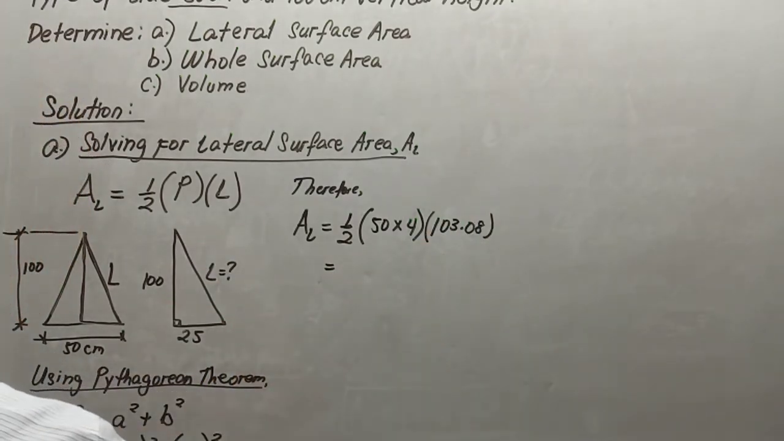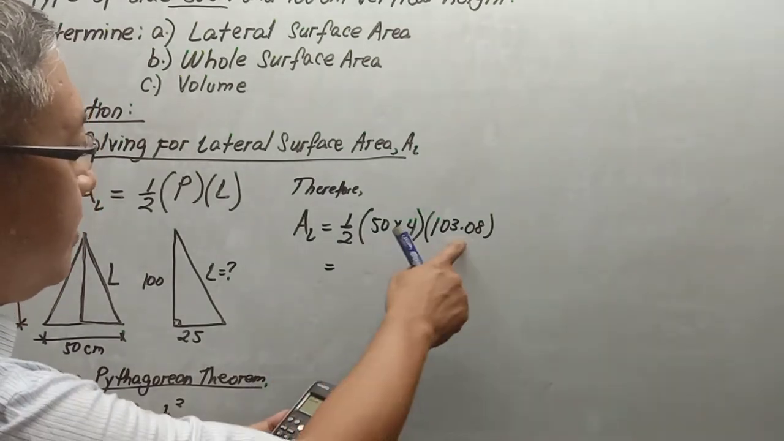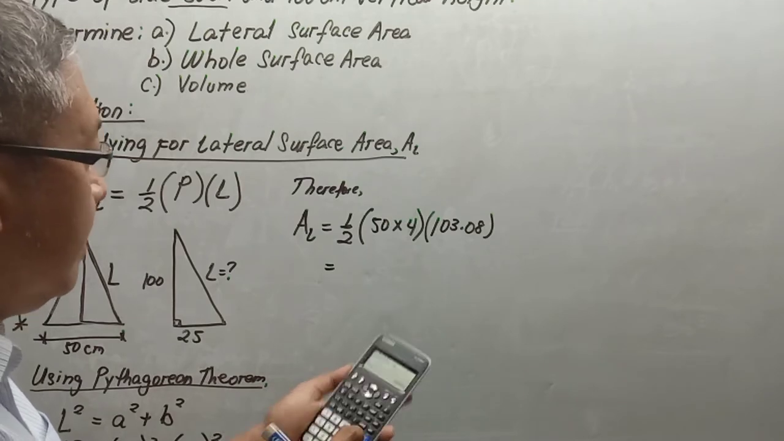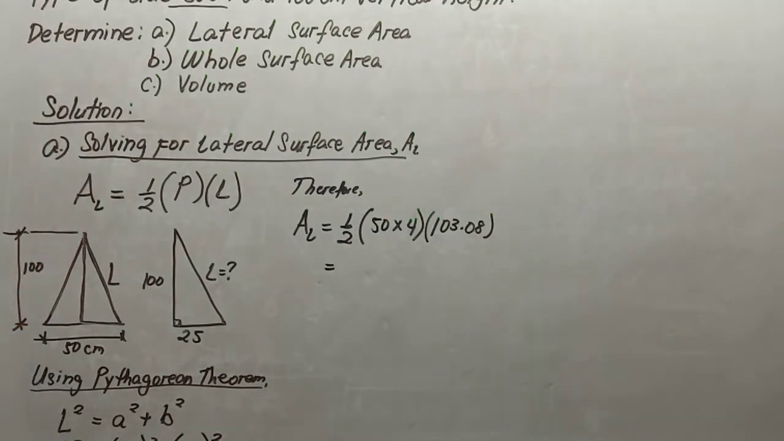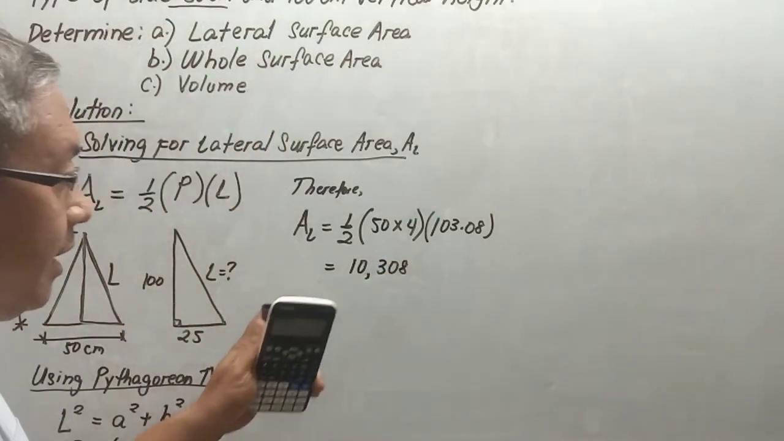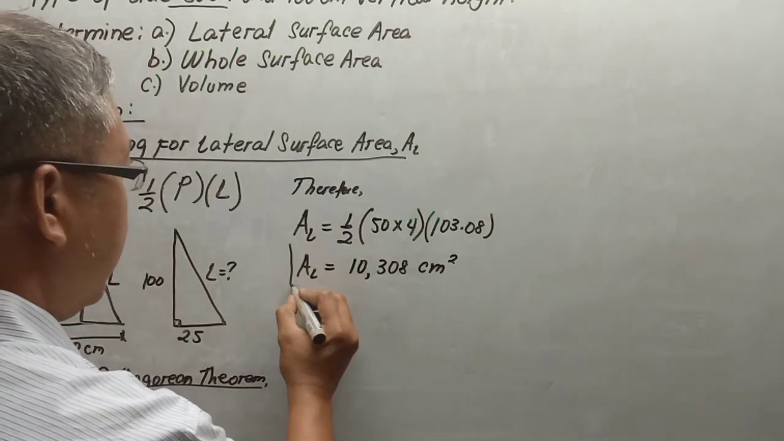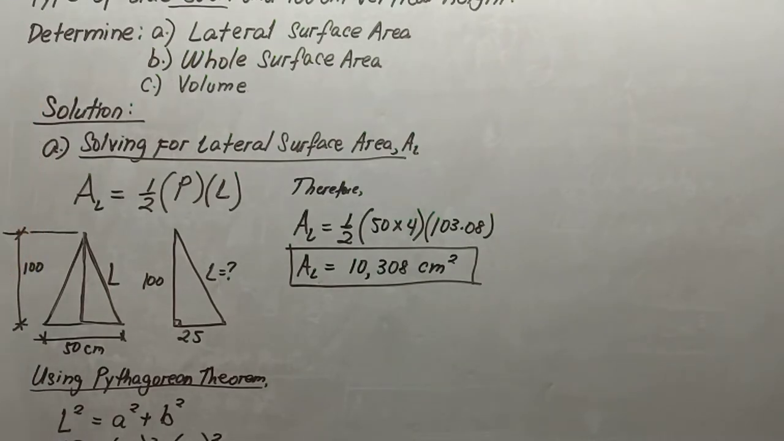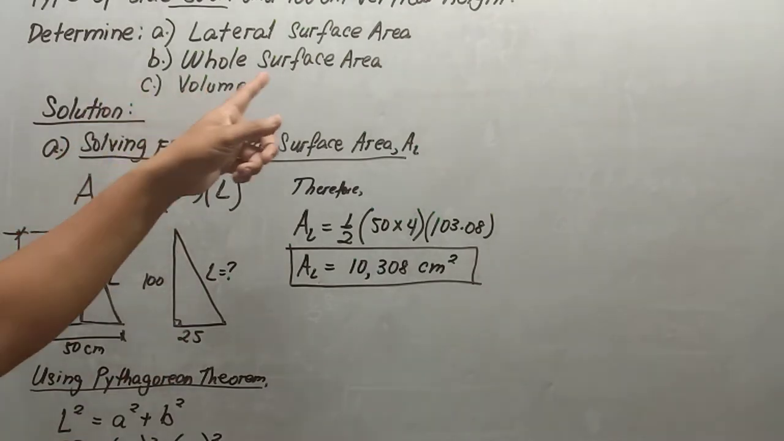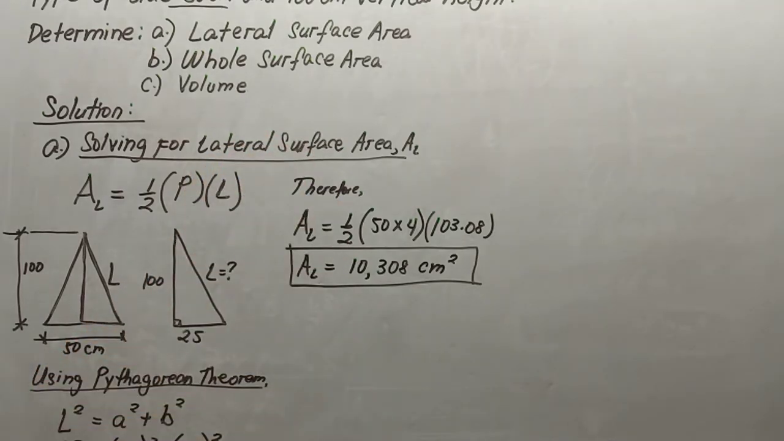Now, to simplify this expression, you need to calculate 50 times 4 times 103.08 divided by 2. So the lateral surface area of the regular pyramid for this particular problem is equal to 10,308 square centimeters, since the unit that we are using is centimeter. So this is the lateral surface area of this pyramid. Now, the second requirement is to find the whole surface area. Meaning to say, apart from the lateral area, we need to include the base area in order to find the whole surface area of a pyramid.